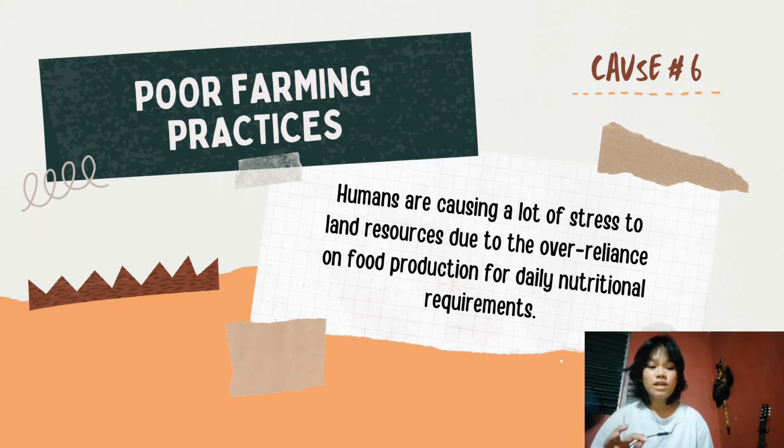So, ayun. Pag hindi nasunod yung proper na agricultural practices, pwede yun makapag-cause ng environmental pollution, both air and soils. Tsaka, pwede rin yun makapoison ng freshwater, ecosystem, at tsaka marine.